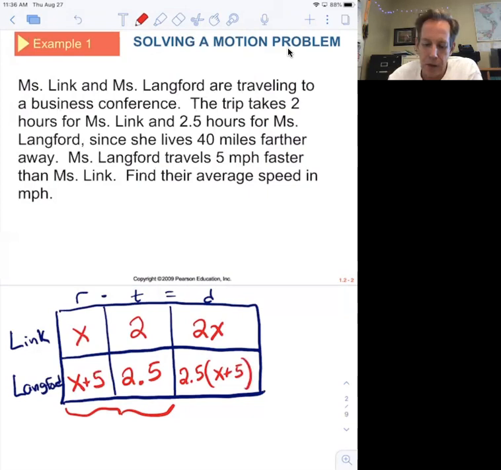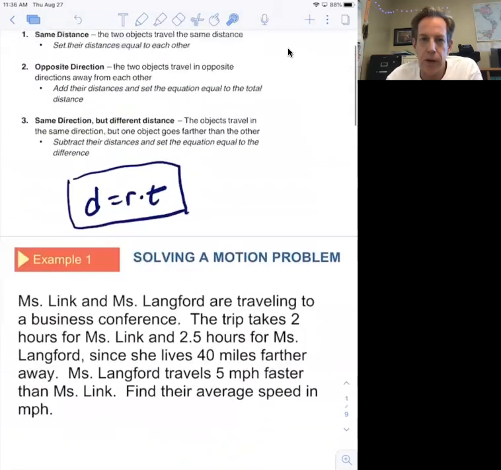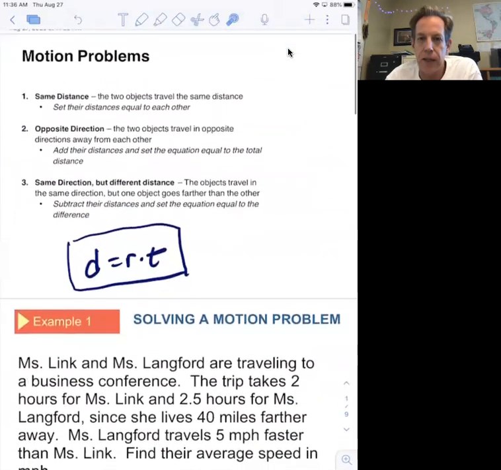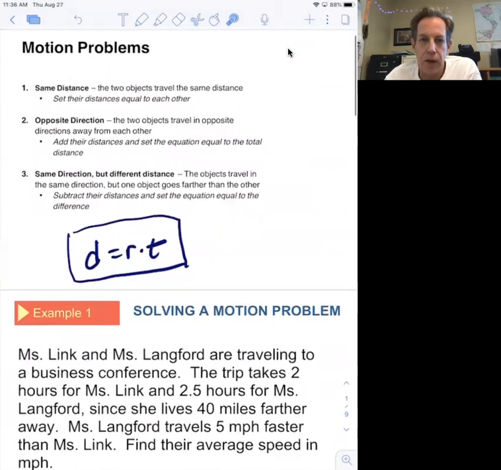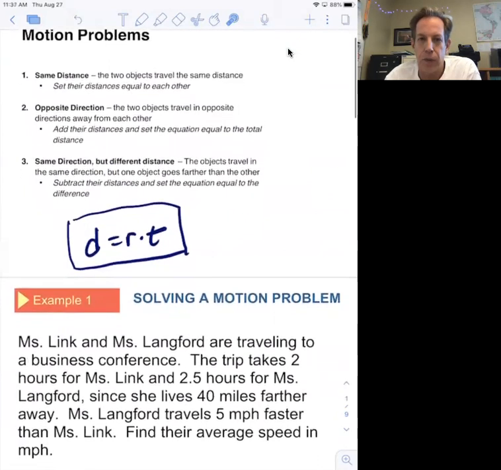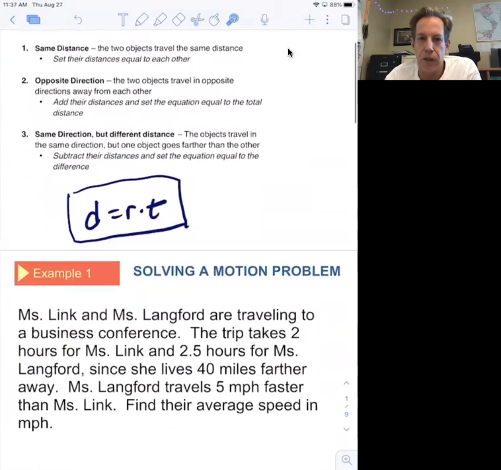Okay, and so every single time that we do these motion problems, what we're trying to do is get an expression in rate times time for Link, and an expression for rate times time for Langford. All right, so now we're going to go ahead and actually get the equation. Going back to what we started with, now we want to ask ourselves and get an idea of what this problem is saying. Are they traveling the same distance? Are they going in opposite directions? Or are they going the same direction but different distances?